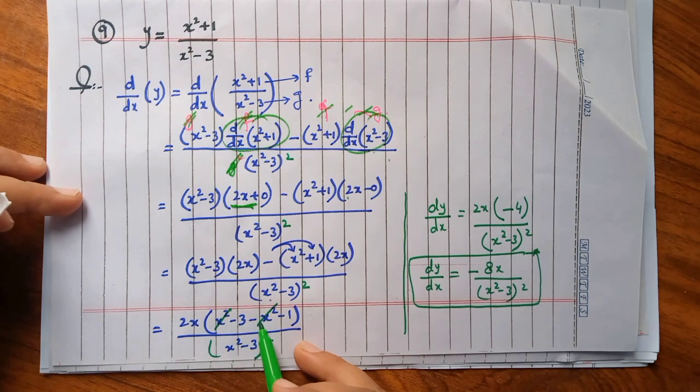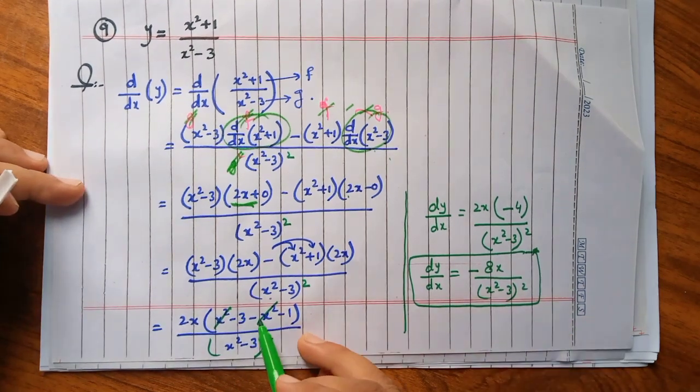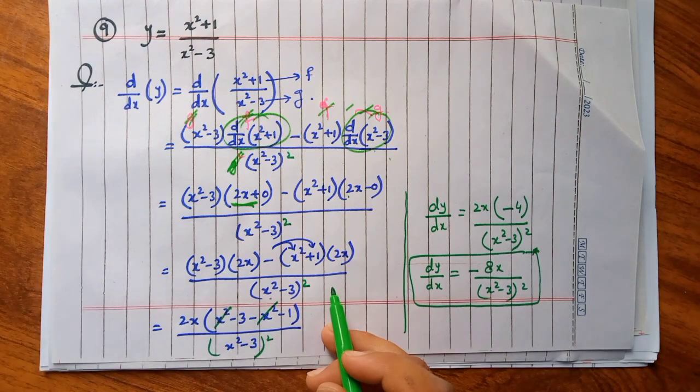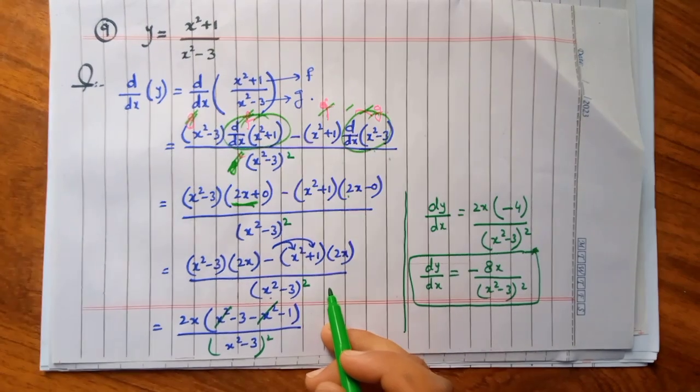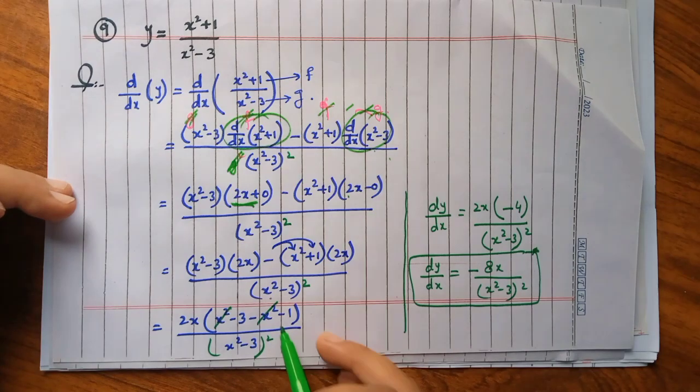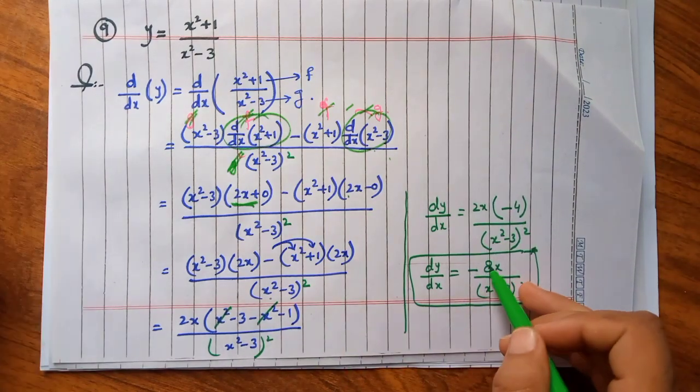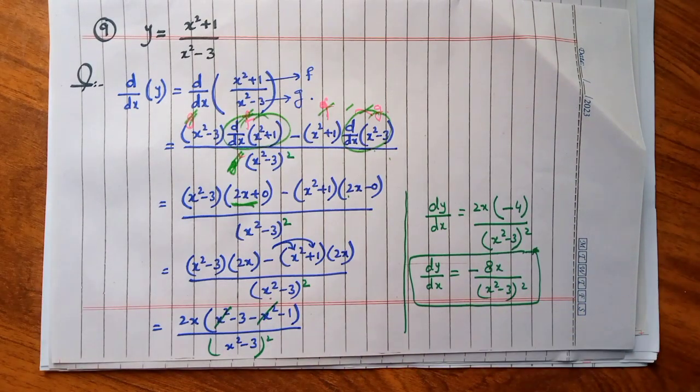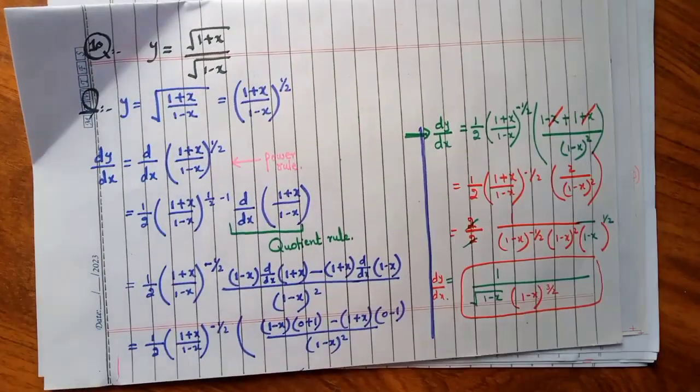So this will become x square minus 3 minus x square minus 1. So x square positive and x square negative will cancel out. So this will become 2x minus 4. So the final answer of this question will be minus 8x. So after question number 9 we will discuss question number 10.